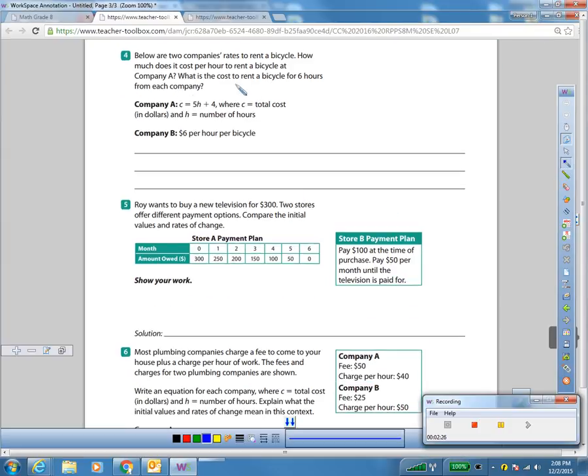Okay, so below are two companies' rates to rent a bicycle. How much does it cost per hour to rent the bicycle at company A? And what is the cost to rent the bicycle for 6 hours for each company? So we're starting to look at cost per hour for company A. Here's the initial value, pay $4 up front. Per hour is right there. So it's going to cost $5 per hour for company A.